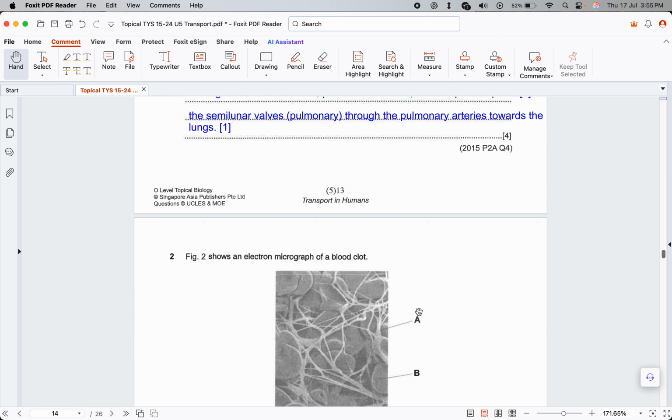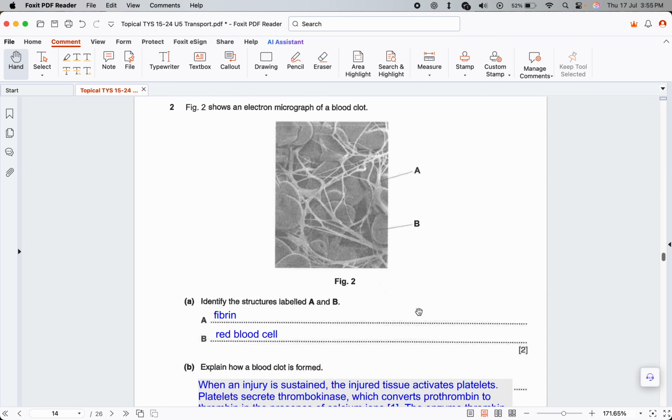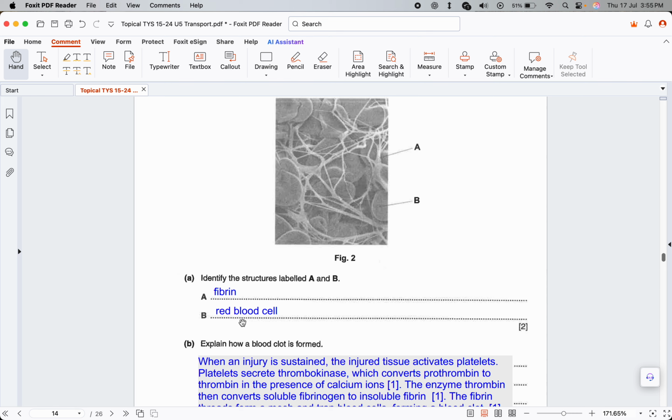Okay, next move to the electron micrograph of a blood clot. Yeah, so sometimes when I see this, I'm reminded of that scene in Spider-Man, where he's trying to use his spider webs to hold the train together. Okay, and then the A will be our fibrin. You don't have to write insoluble fibrin, just fibrin is fine, that's the name. And then B will be our red blood cells. So I think again these two structures you should not be getting wrong.